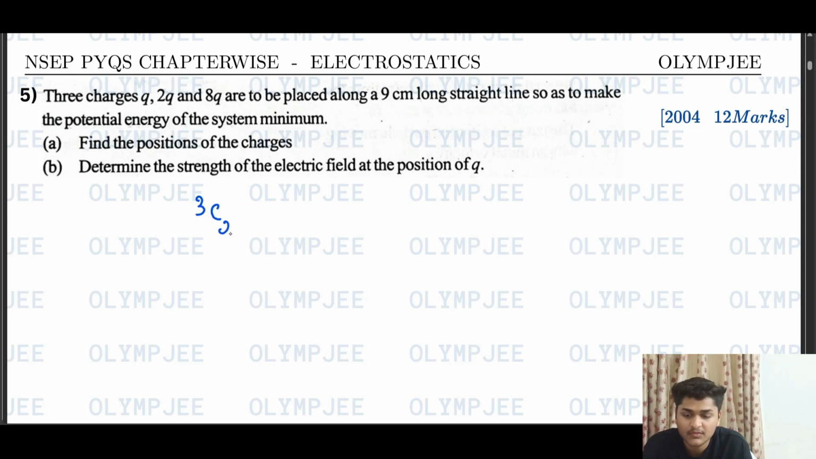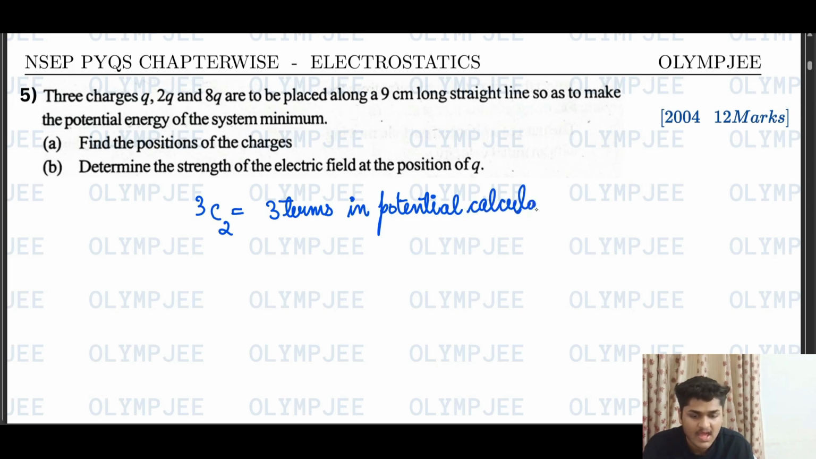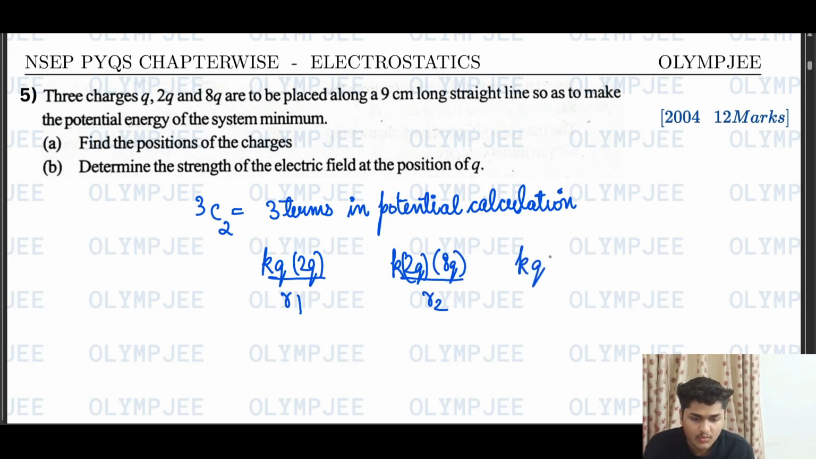So we will have 3C2, which is 3 terms in potential calculation, and those 3 terms will be KQ 2Q divided by some distance R1, K 2Q 8Q by R2, and KQ 8Q by R3.